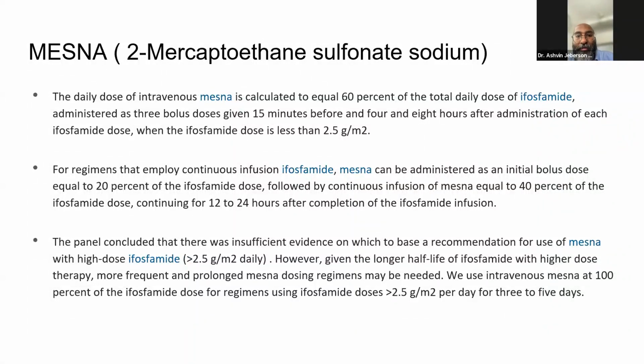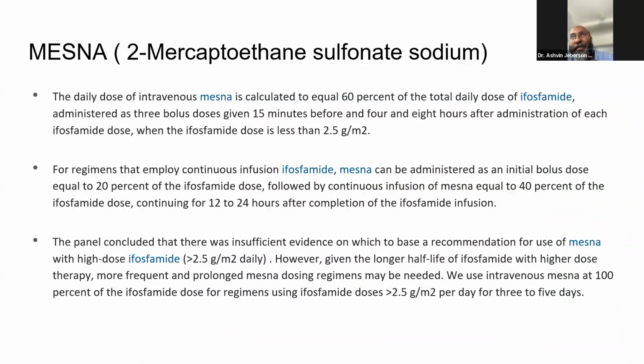So what does MESNA stand for? It's 2-mercaptoethane sulfonate sodium. It has a free sulfhydryl group which helps in forming a stable thioester bond by combining with acrolein, which is a metabolite formed by the breakdown of ifosfamide. So how do you calculate the dose?